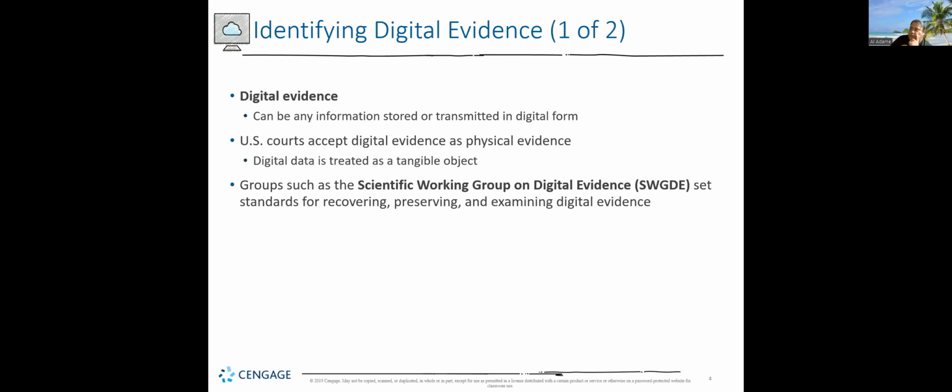All right. So, slide 1 of 2 for identifying digital evidence. What is digital evidence? Digital evidence can be any information stored or transmitted in digital form: emails, pictures, text documents, anything you send via the internet, things you share in Facebook groups, for example. That can be a form of digital evidence. U.S. courts accept digital evidence as physical evidence. Digital data is treated as a tangible object. Even though you can't physically touch it, it's technically still evidence.